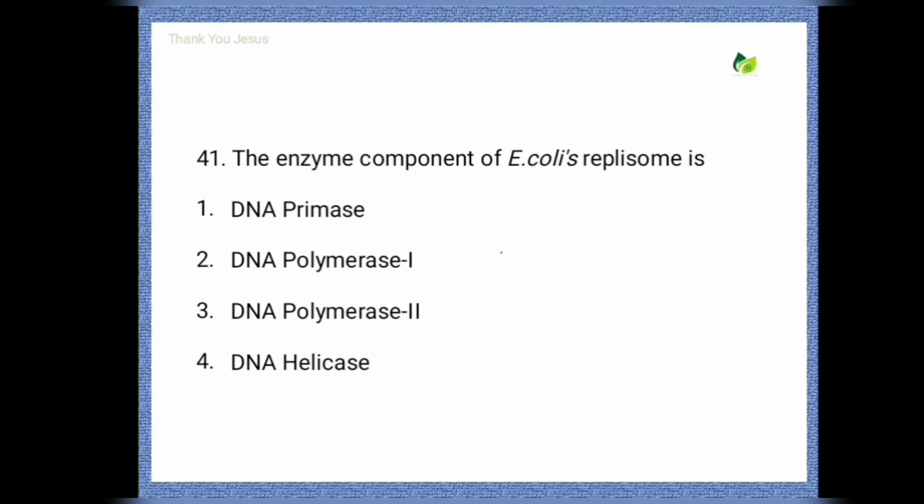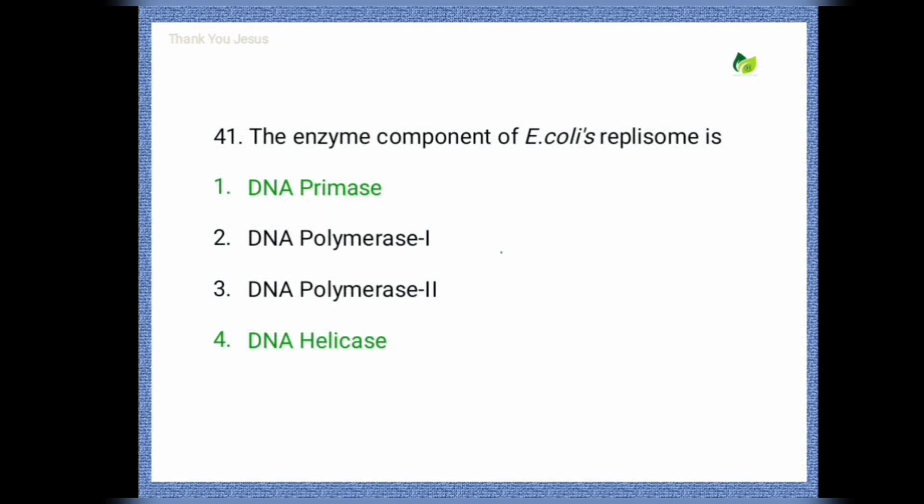Next question. The enzyme component of E. coli's replisome is, options are DNA primase, DNA polymerase 1, DNA polymerase 2, DNA helicase. So here they have considered two options as correct. They are DNA primase and DNA helicase. Both are correct for this question.